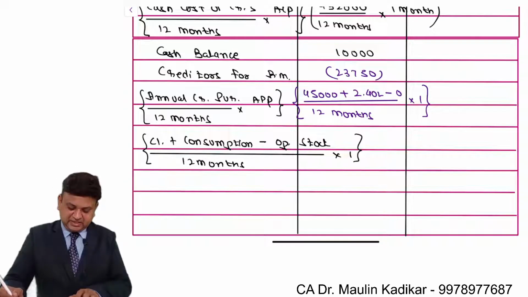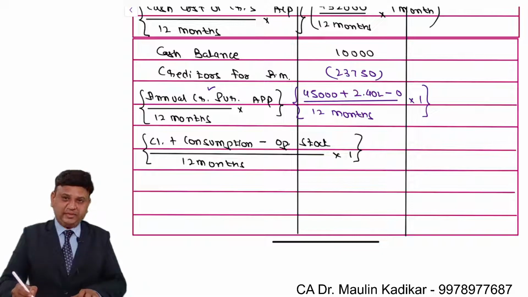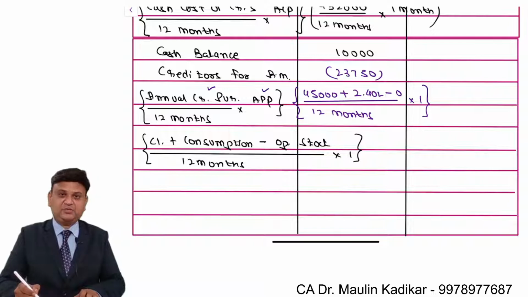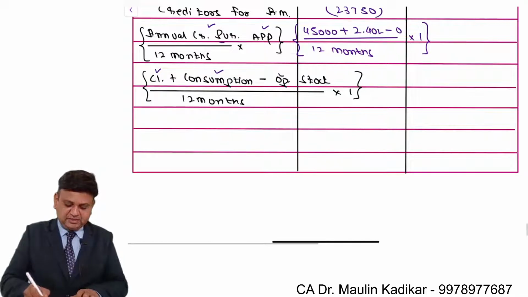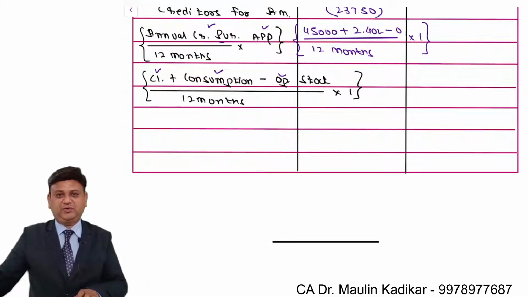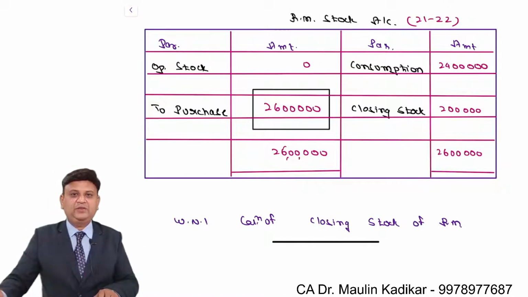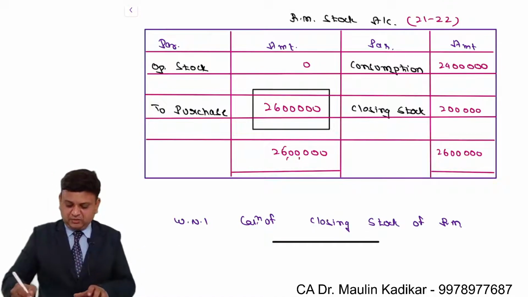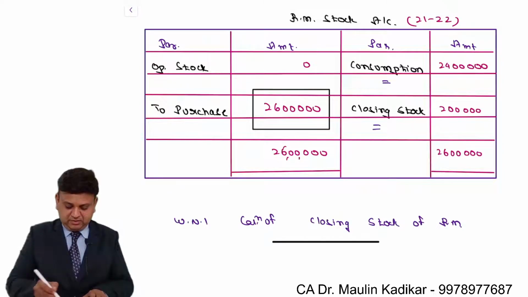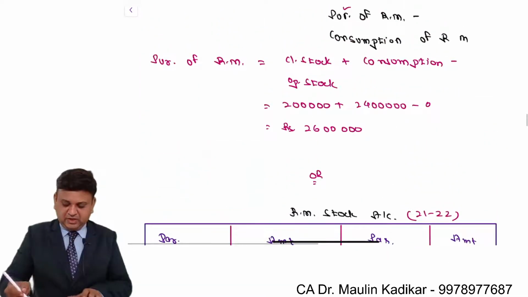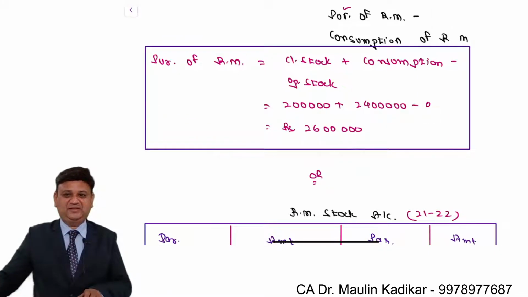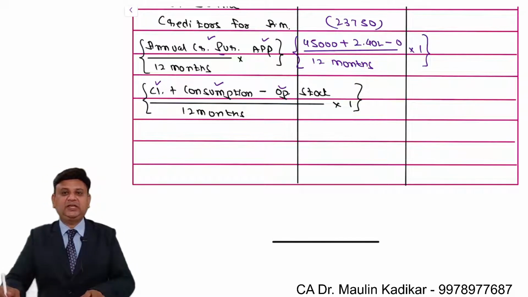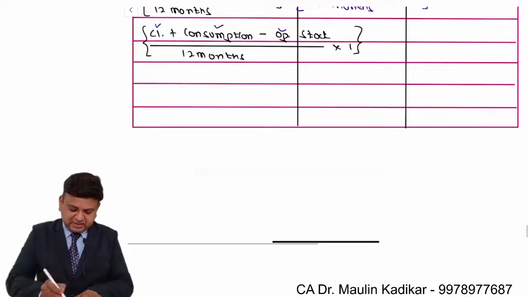So basically the formula is like this: annual credit purchase of the raw material divided by 12 months into average payment period. Now how is this value found? It is closing plus consumption minus opening. That is the way the purchase is found. Friends, we have seen in the raw material stock account that consumption plus closing minus opening, the balancing figure, is the purchase. We have already derived a formula like this: closing plus consumption minus opening. Okay. After creditors for raw material, we will be having creditors for expenses.